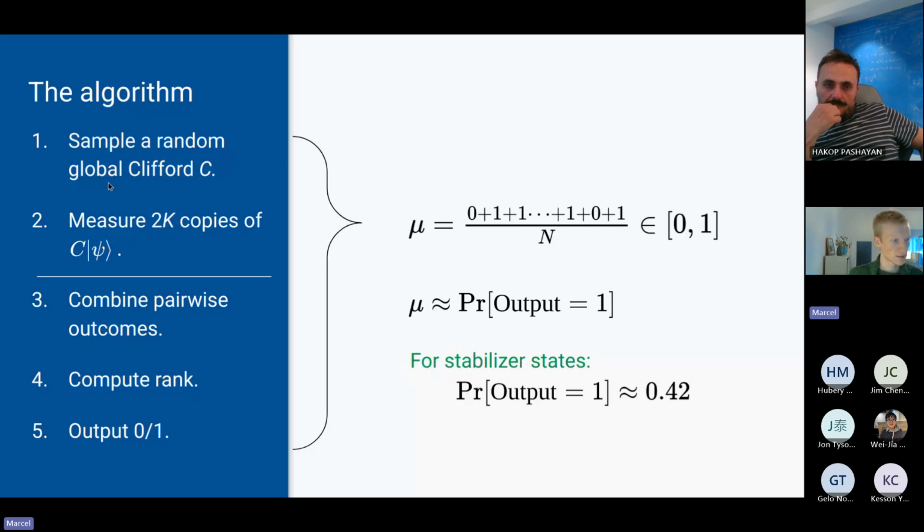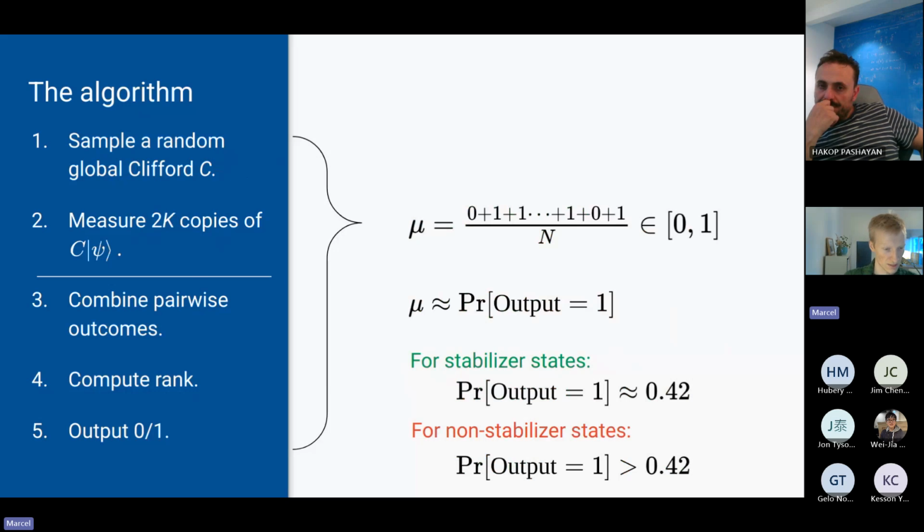I don't really have the time to show you the details, but you need to know some facts about symplectic vector spaces. In particular, you need to know how many Lagrangian subspaces there are, and how many of these Lagrangian subspaces satisfy a particular additional condition. Then this ratio is basically exactly this number here. So the upshot is that for stabilizer states, we can exactly compute this number, and it is this value.